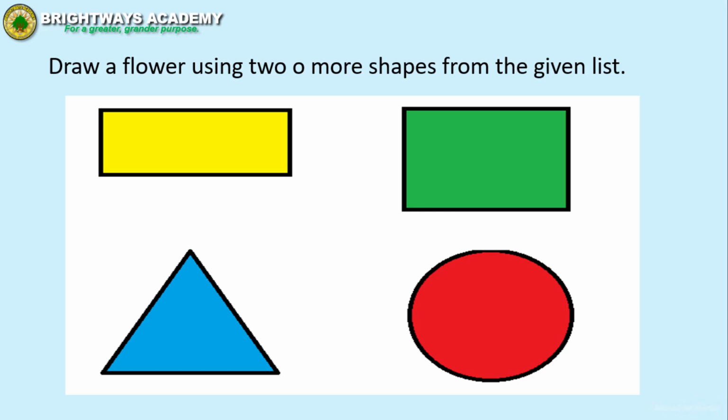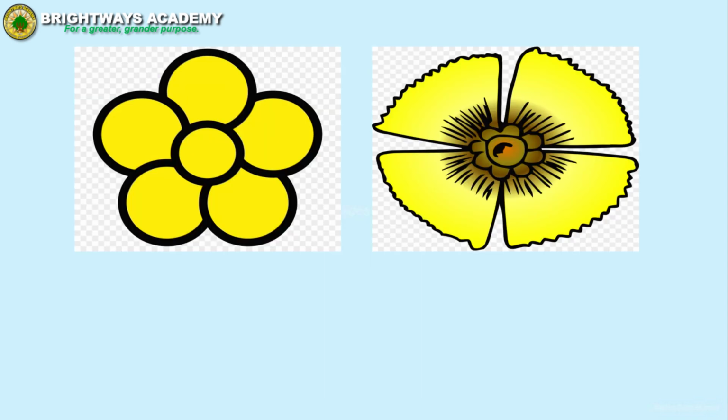Okay, to start our lesson for today, let's have a quick activity. For this activity, what you are going to do is to draw or make a flower, different flowers, using these different shapes. You can pause the video to have time on making this activity. Alright, so even if you were given the same list of shapes, you were able to come up with a different version of a flower.